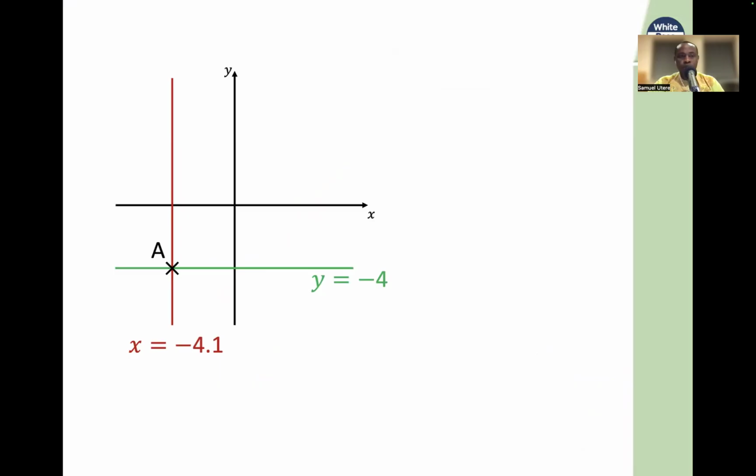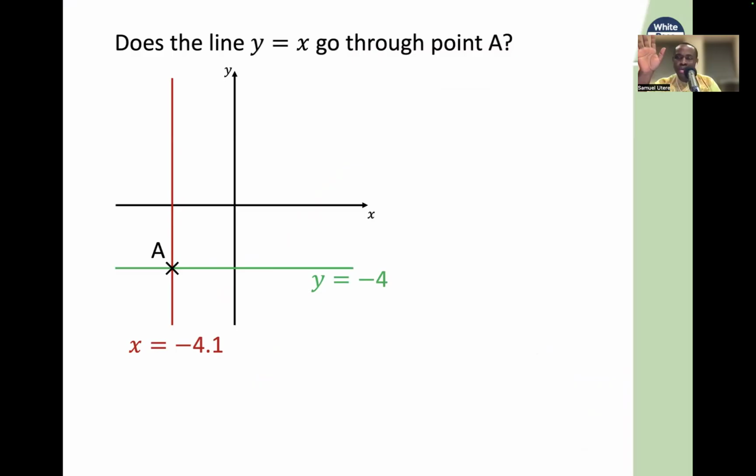Okay, let's look at some new learning. Here is this question. You've been asked, does the line y equals x go through point A? Well, what condition must we satisfy for us to say that a point is on the line y equals x?